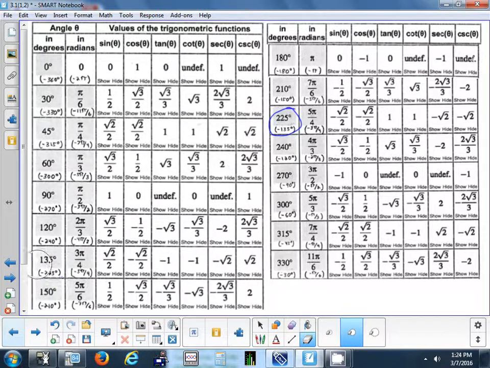What do you notice if you look in the tangent column? What happens at 90? It's undefined. Okay, undefined. How about if you look in the tangent column at negative 90? It's also undefined. So that's why earlier I wrote it cannot equal negative 90 or positive 90. It's undefined.